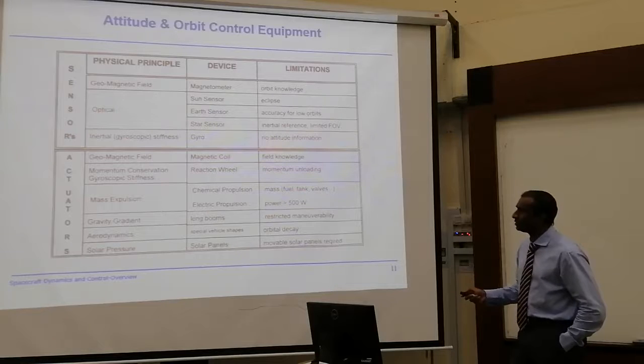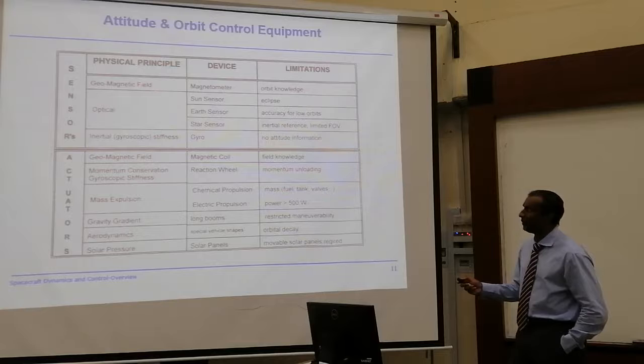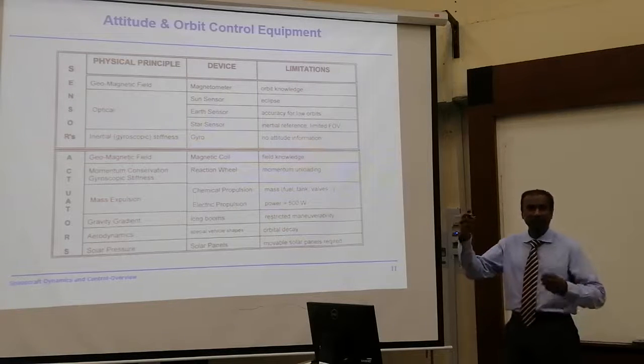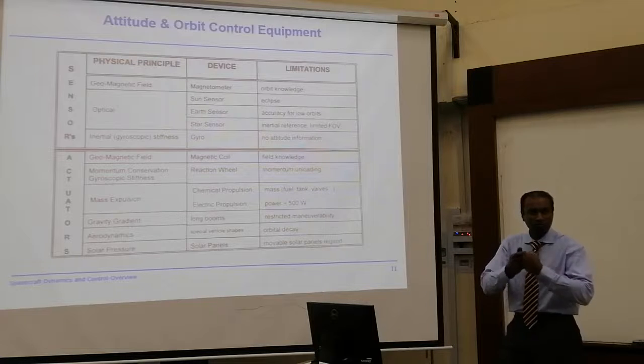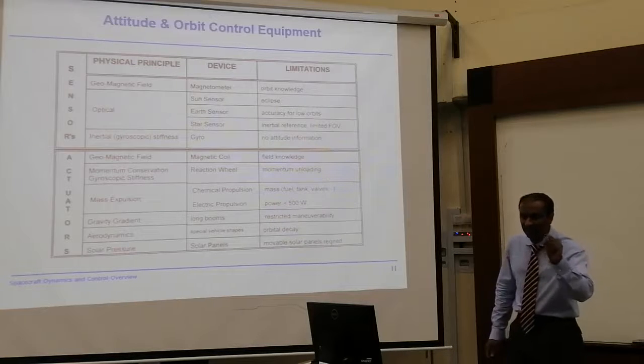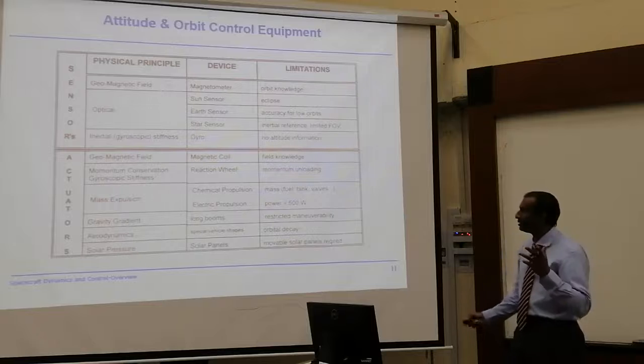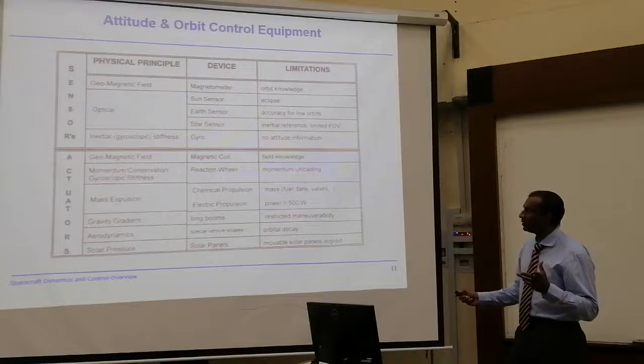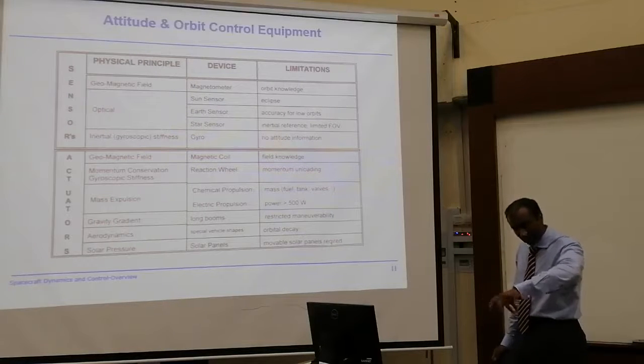Okay. Measurement and actuator. Again, we can measure with the geomagnetic field, magnetometers we can measure. I think you have seen magnetometers in the lab. Magnetic field we can also use as an actuator, a magnetic coil. A magnetic coil will become a magnet, giving magnetic force. The other one just senses the intensity of the magnetic field. That's all the difference.